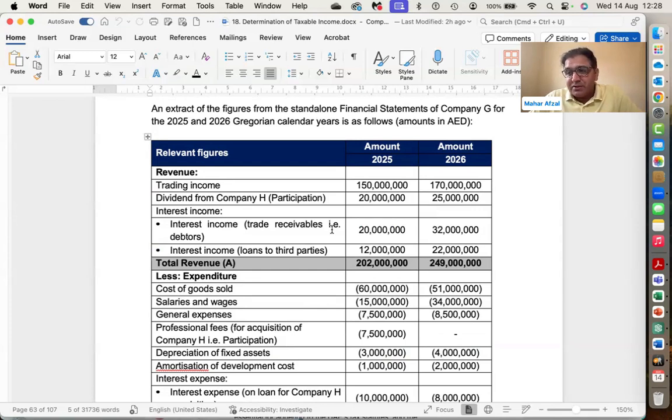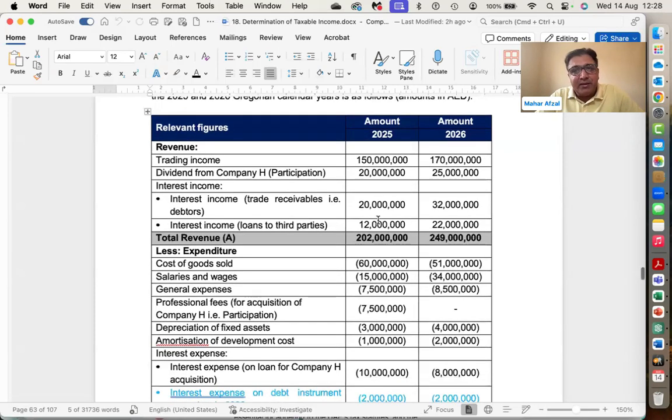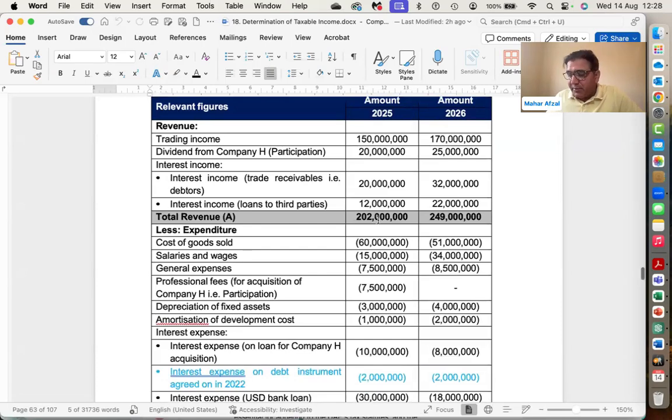So net interest is coming 34 million. Then I need to calculate the adjusted EBITDA, earnings before interest, tax, and depreciation. Then I need to calculate 30% of adjusted EBITDA. So for my adjusted EBITDA, I can apply the direct method or the indirect method. Here I'm applying the direct method. In your guide, the indirect method has been given.